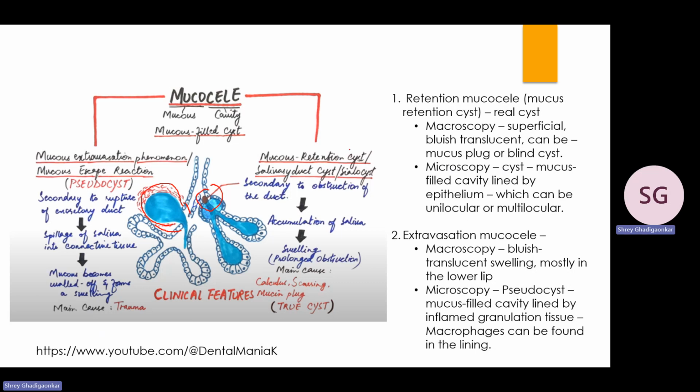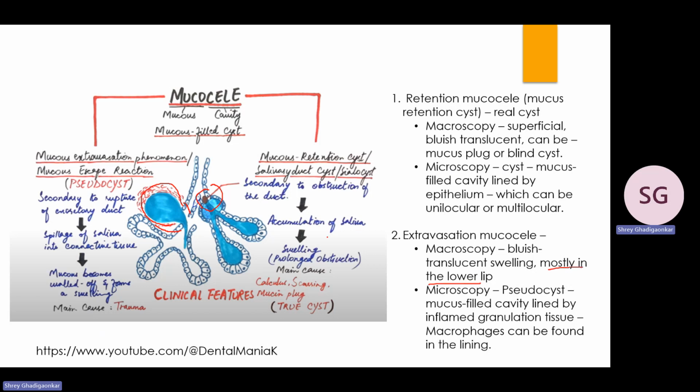And microscopically, as mentioned, it's usually a cyst. So yeah, it's lined by epithelium. And in the second type, which is the extravasation mucocele, macroscopically, these are also bluish translucent and they're associated with swellings. And most commonly it's in the lower lip.